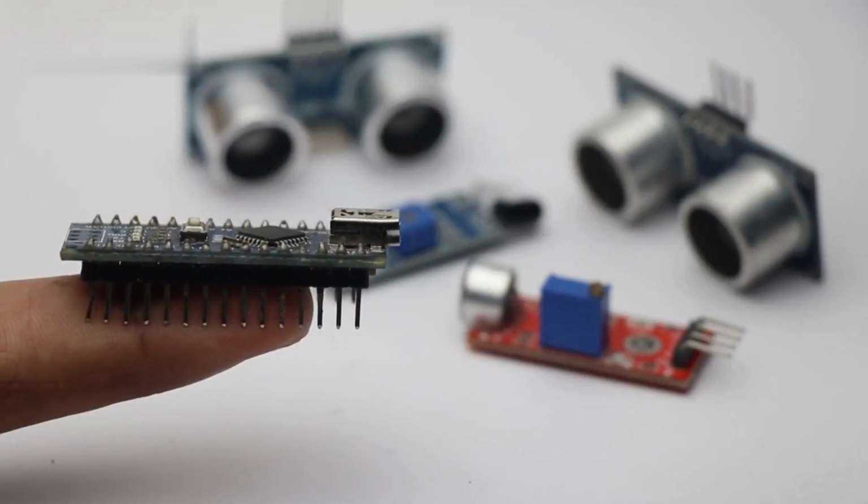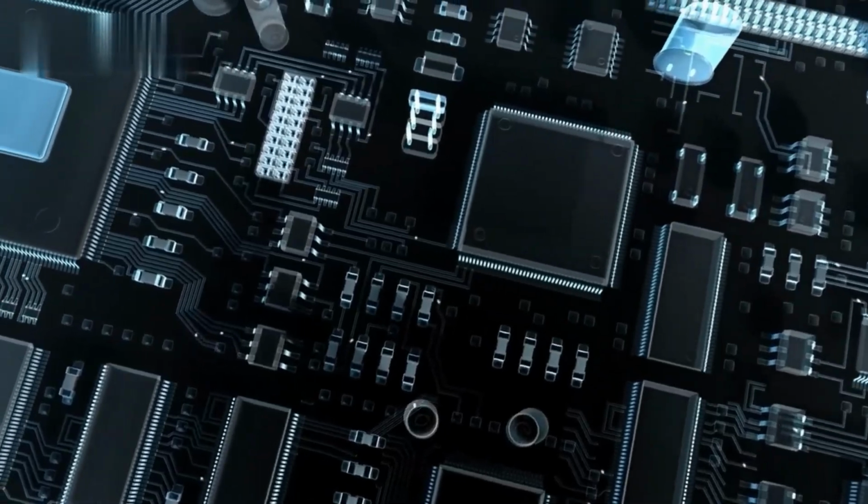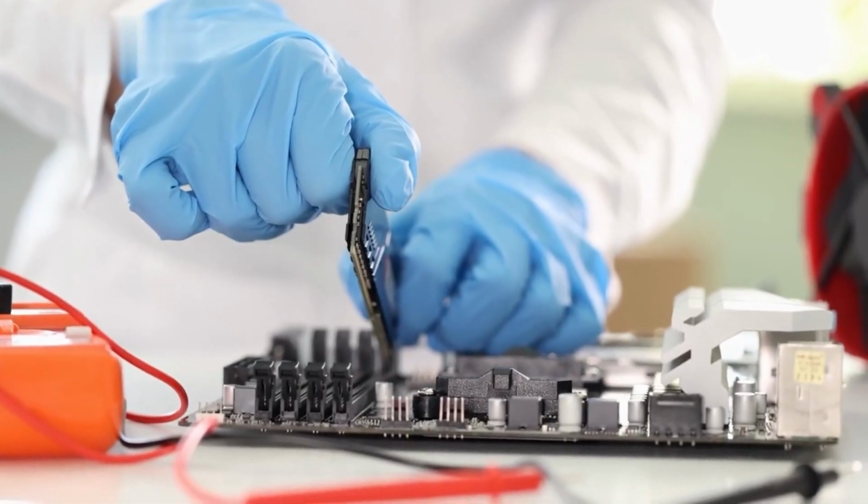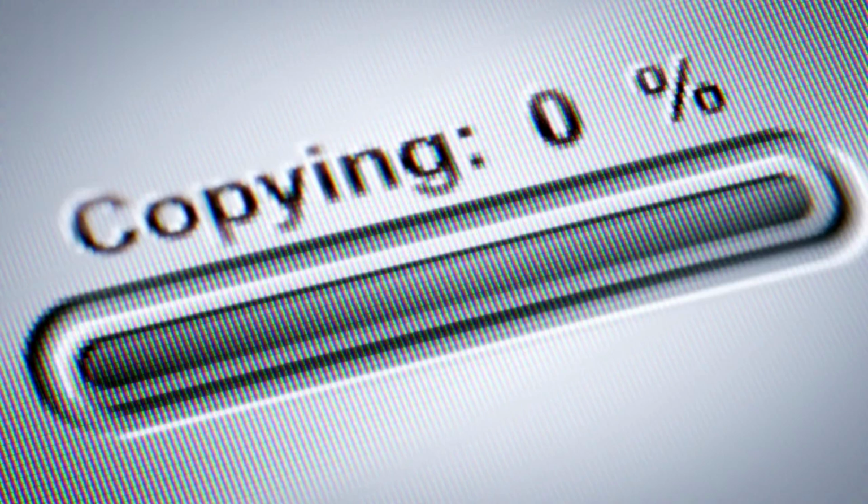Let's talk about hardware. For smooth operation, a minimum of 4 GB RAM is needed, but I recommend 8 GB, especially if you plan to run multiple instances or modules. For storage, a minimum of 40 GB of free space is required. You also need a good internet connection to download dependencies and updates.